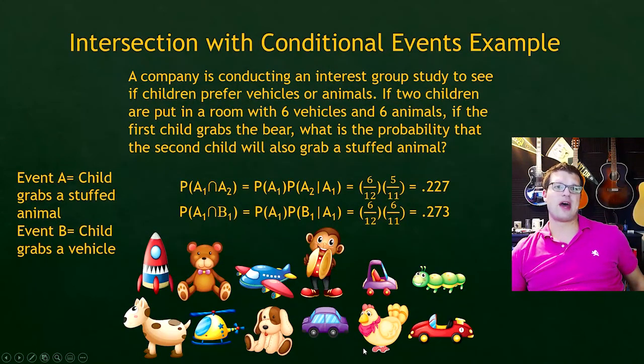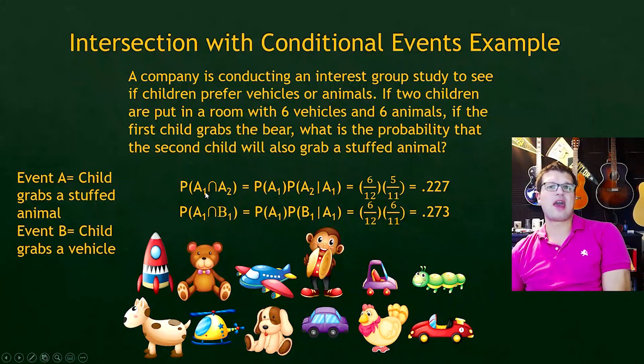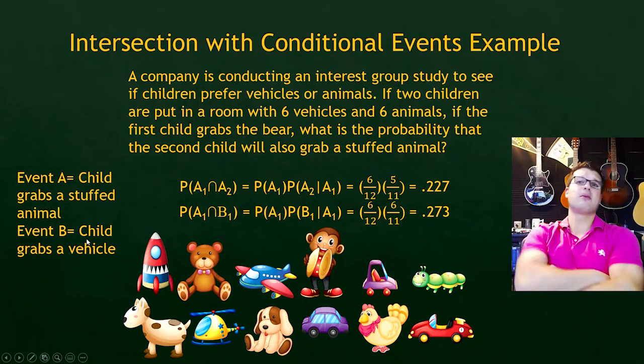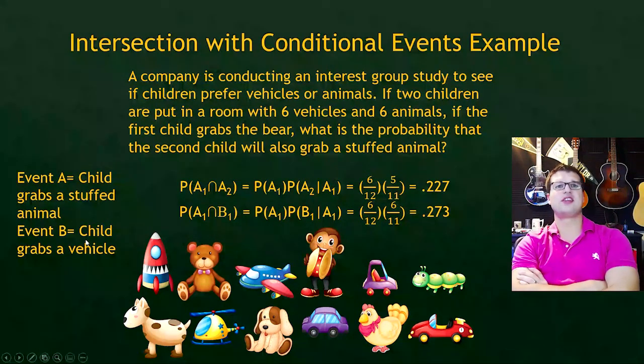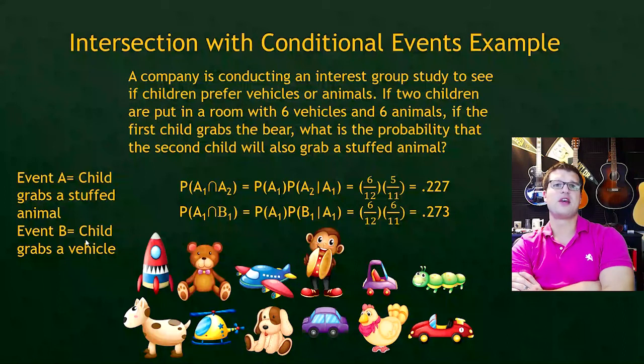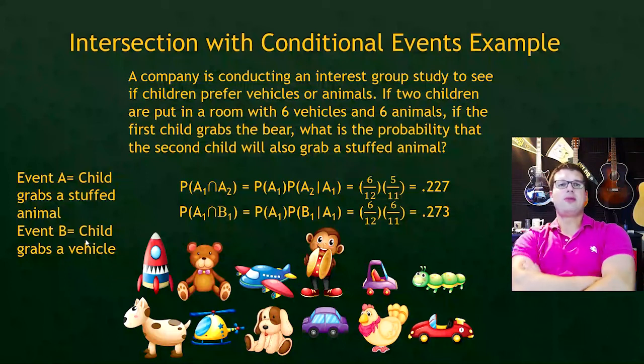So here's an example of that. We've got these intersections right here. Once again, you've got these subscripts down here. What is the probability of A sub 1 and A sub 2 occurring? In other words, we're going to read this right up here. A company is conducting an interest group study to see if children prefer vehicles or animals. If 2 children are put in a room with 6 vehicles and 6 animals, if the first child grabs a bear, what is the probability that the second child will also grab a stuffed animal?